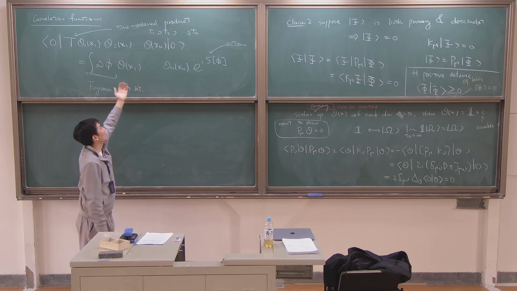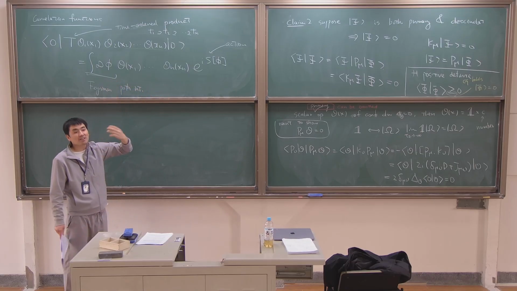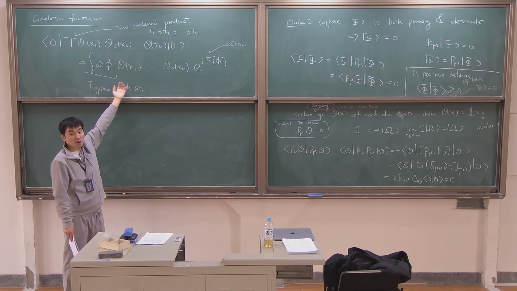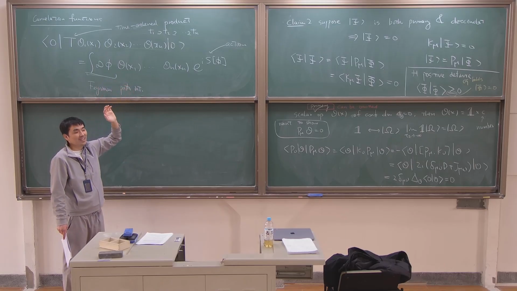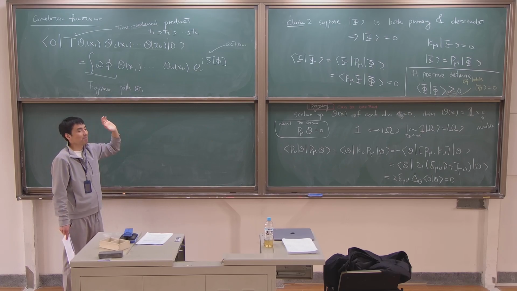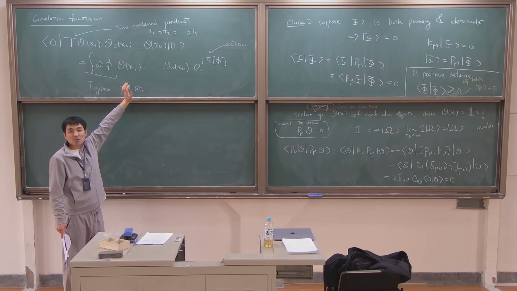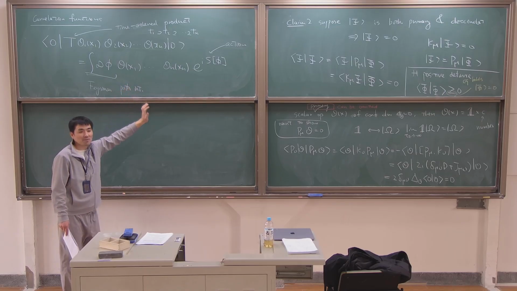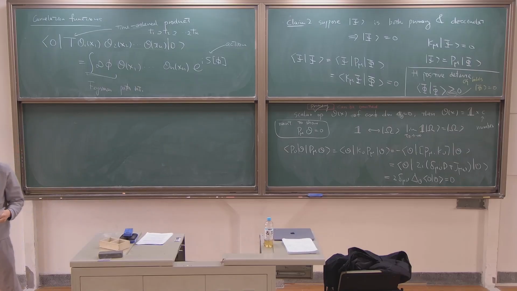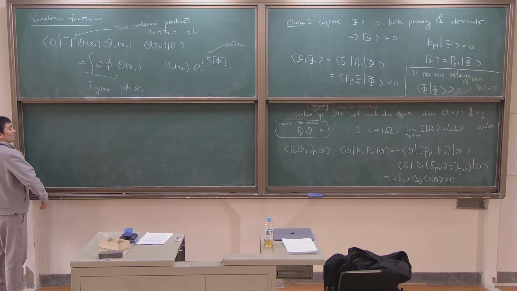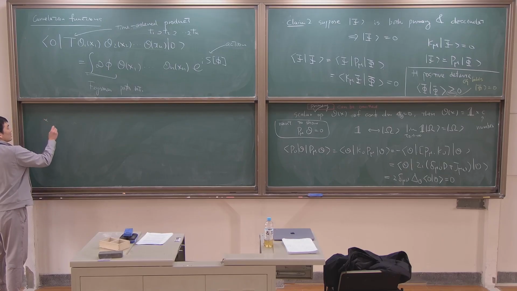For free theory, one can perform Gaussian integrals and so on to compute this correlation function, but for an interacting theory, or for many QFTs, this is not possible to compute. So it's a meaningless definition. It's just a conceptual definition. You just put the operators in time order.